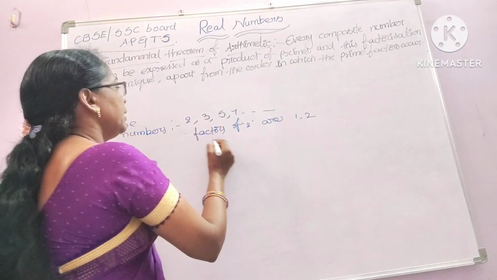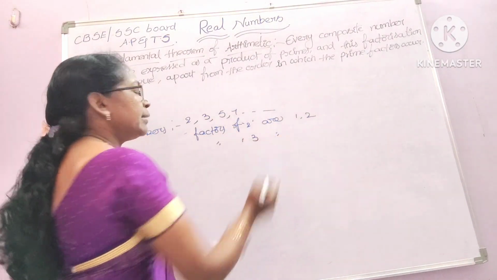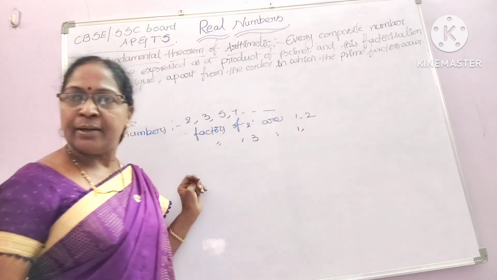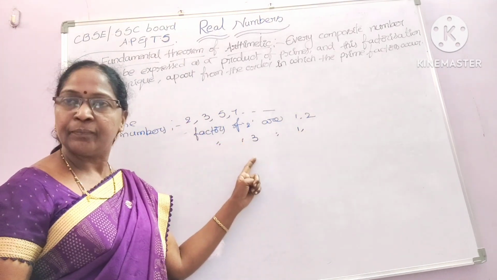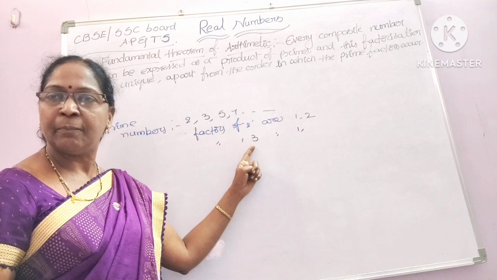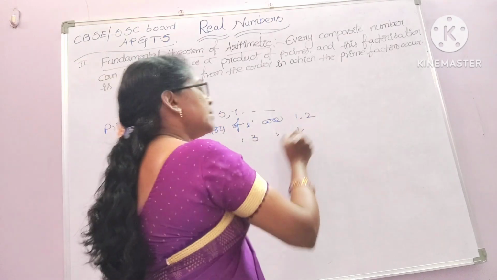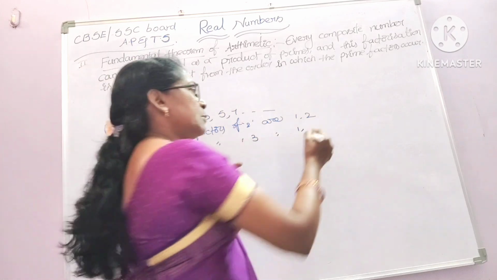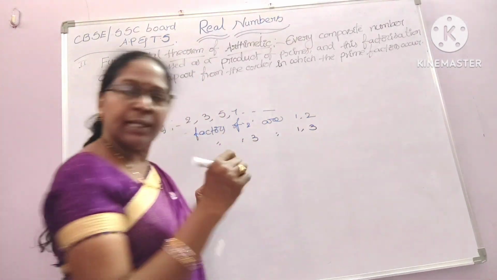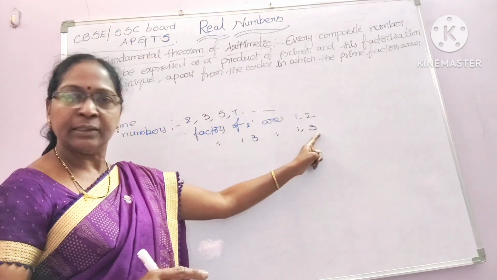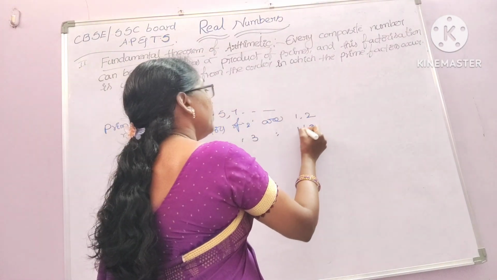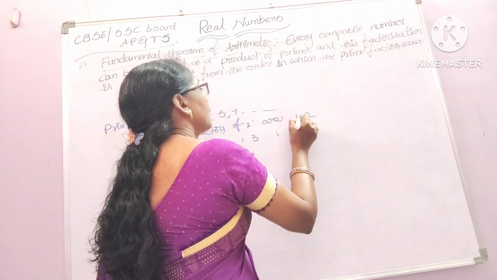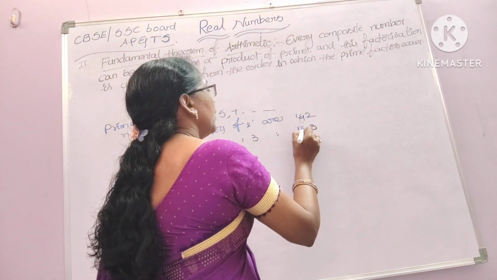Next, factors of 3. What are the factors of 3? 1 is divisible, so 1 is a factor. Is 2 divisible into 3? No. Why? Because 3 is an odd number and 2 is an even number, so that is not divisible. 3 is divisible into this number 1 time. Whenever it is divisible, that is a factor. So 1 and 3. Only 2 factors: 1 and 2, as well as 1 and 3.